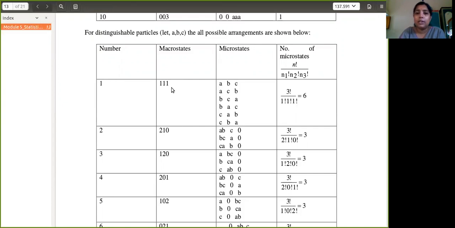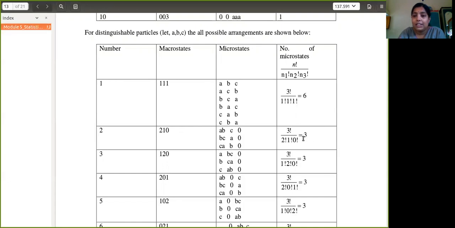So if 111 is the macrostate, what will be the corresponding microstates? There will be a total of 6 combinations possible: ABC, ACB, BCA, BAC, CAB, and CBA. So there are 6 microstates corresponding to the macrostate 111. Similarly, the next macrostate will be 210. That means cell 1 has 2 particles, cell 2 has 1 particle, and cell 3 has 0 particles.